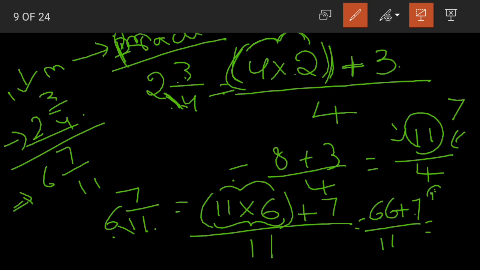Now 66 plus 7 becomes what? 66 plus 7 becomes 73 divided by 11. Now what fractions did we get? 11 by 4 and 73 by 11. Yes, 11 by 4 becomes the numerator and 73 by 11 becomes our denominator. Clear, right, students? Till now, what did we do? We converted the mixed numbers into improper fractions.